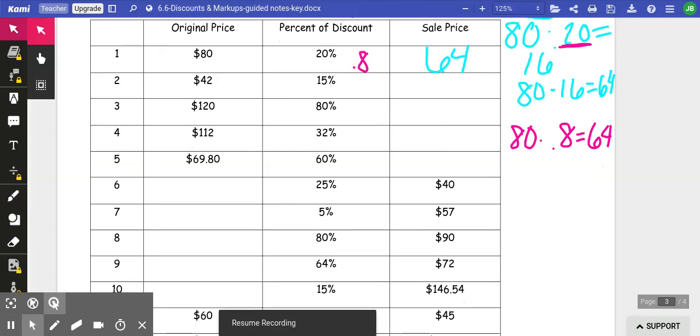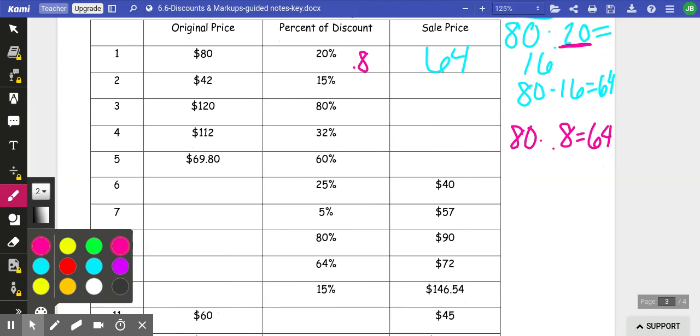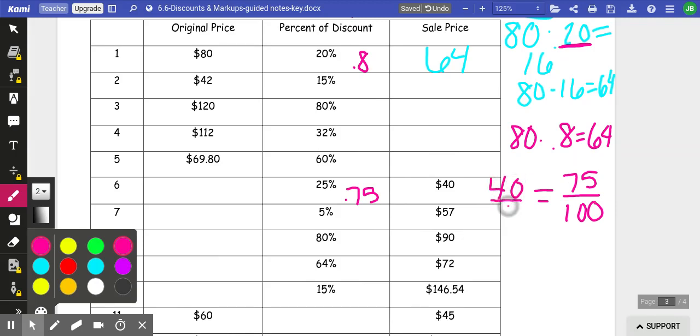Okay, let's look at example 6. We have a 25% discount and the sale price is $40. So that means instead of a 25% discount, we are paying 75% of the price. So we can set up a proportion or an equation. So if I know that the $40 is the 75% that I'm paying, remember, percent always goes over 100. The $40 is the amount that I'm paying. So then we can just use our cross products.